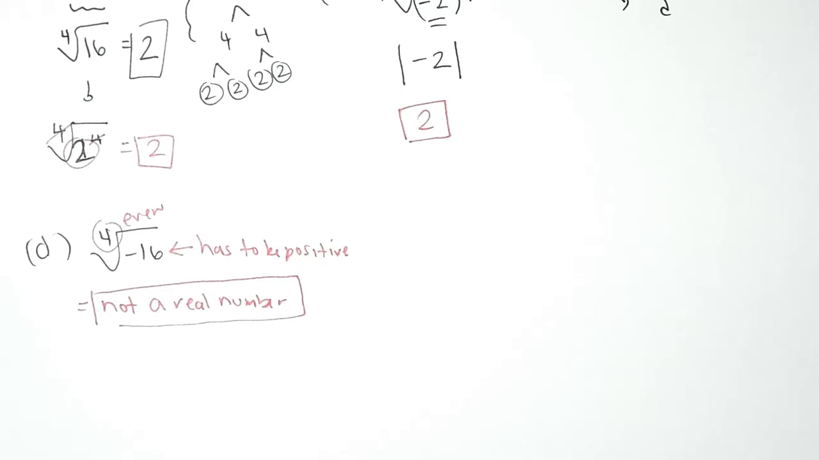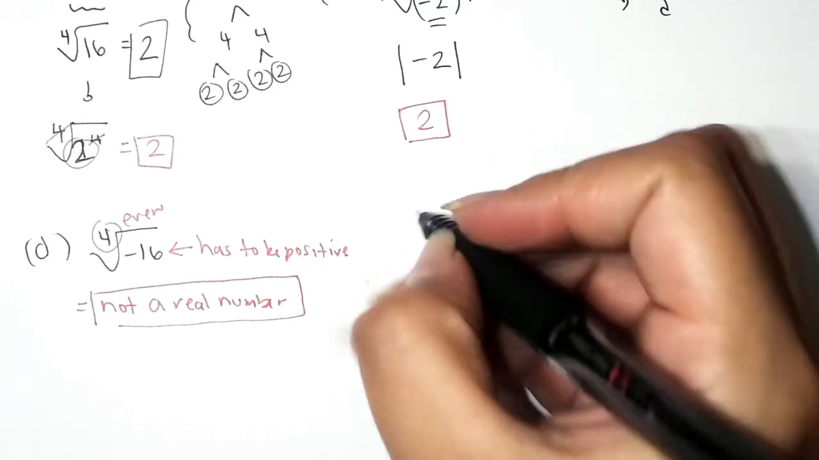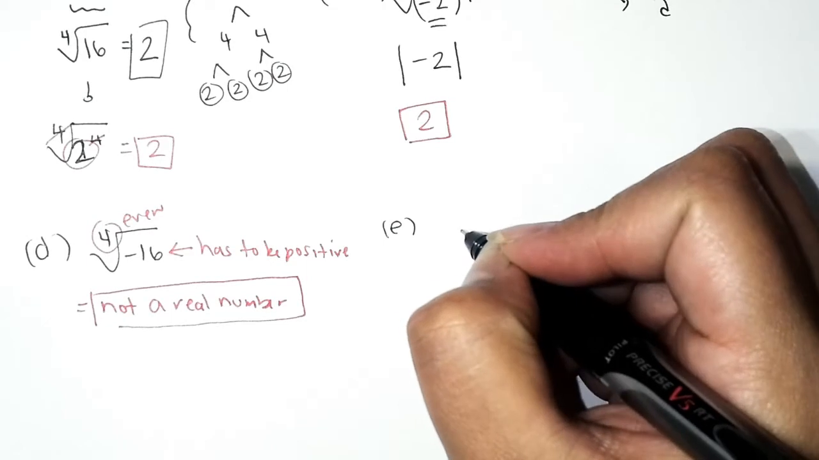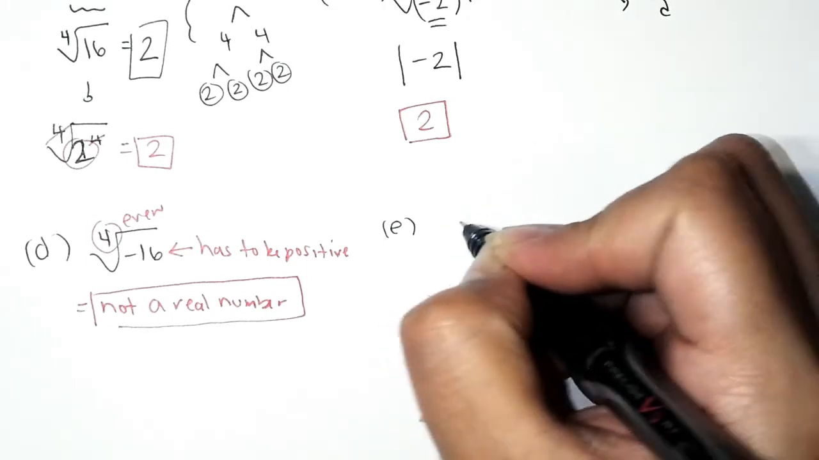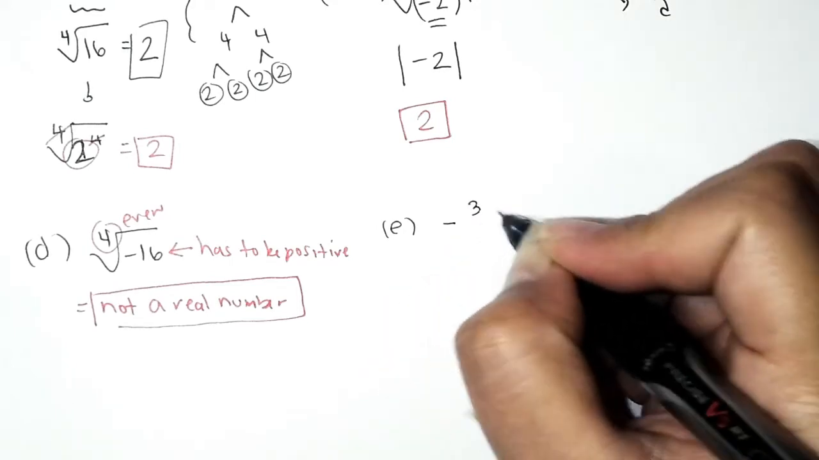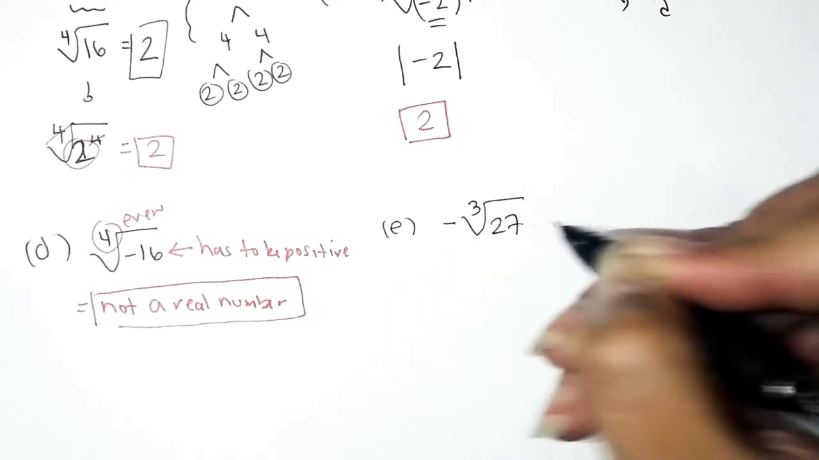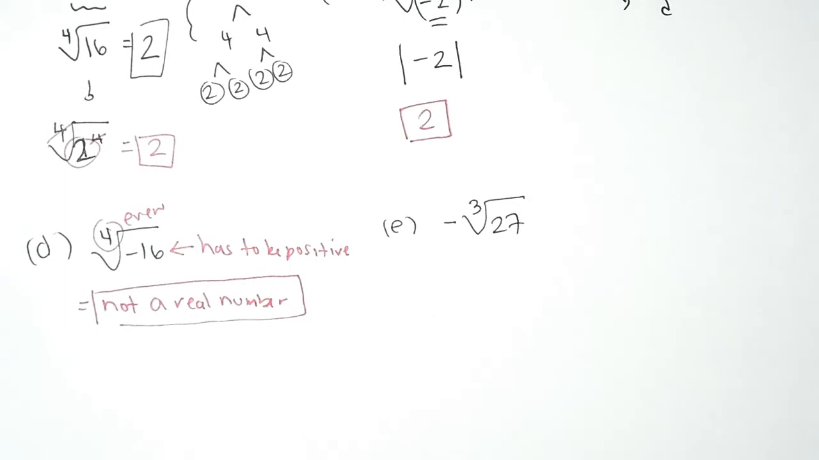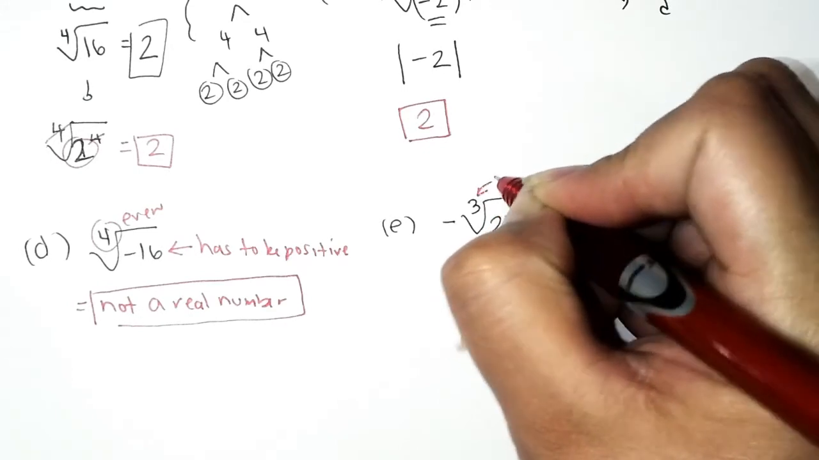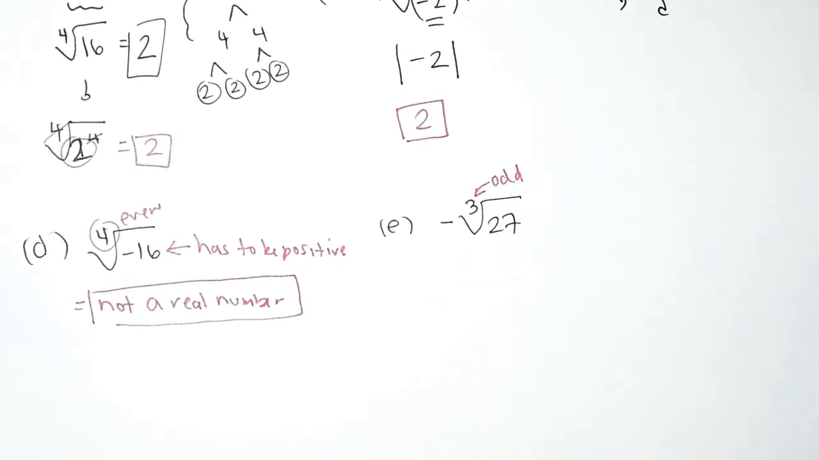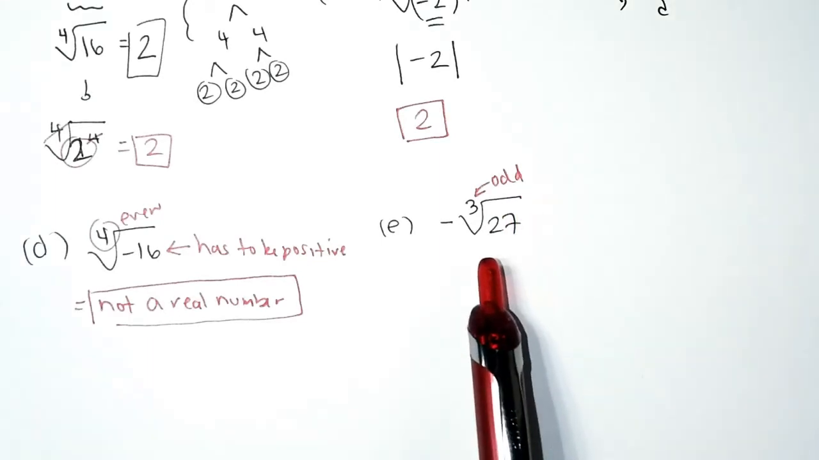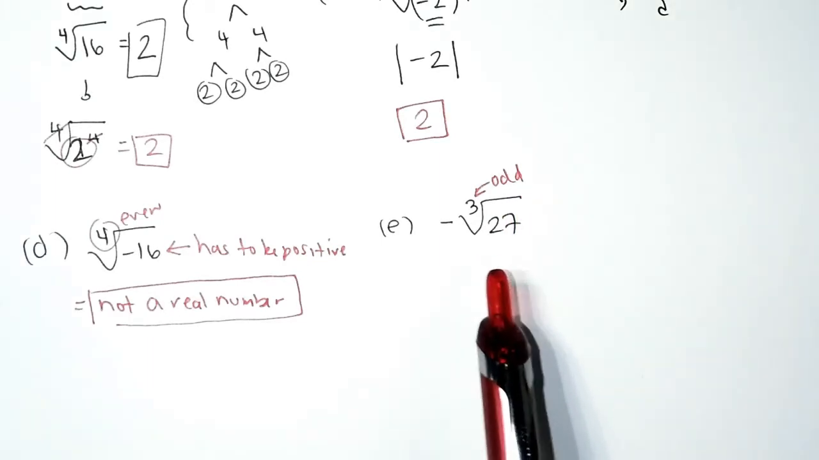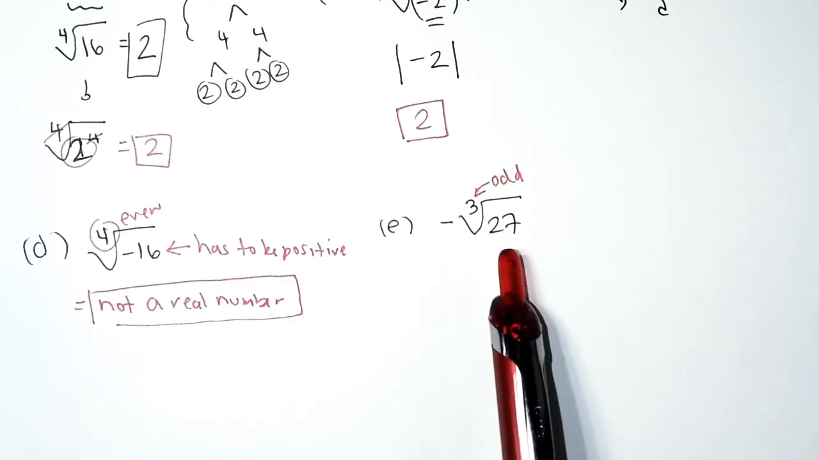Okay, problem E. We have negative cube root of 27. So first thing, I'm going to highlight whether the index is odd or even. Our index is odd, so that means who cares what the radicand looks like? It could be positive or negative. So I'm asking, what's the cube root of 27?